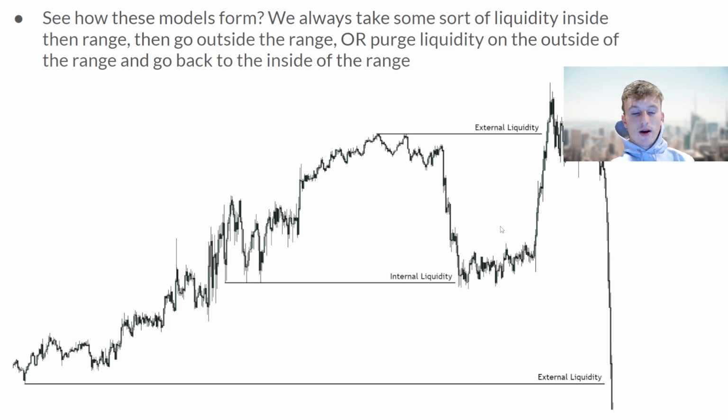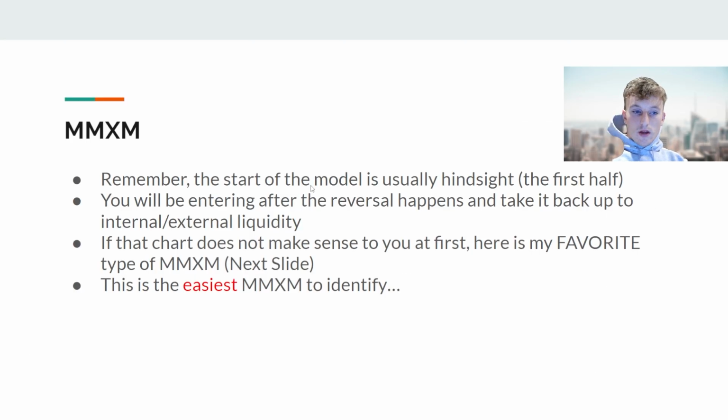So again, I know some of you are probably going to be like, what? How do I identify that? It's going to take time, and I'll show you a few examples as well. The start of the model is usually hindsight, and the second part is usually where you're trying to catch the live entry. So you're entering after the reversal happens and taking it back up to that internal or external.